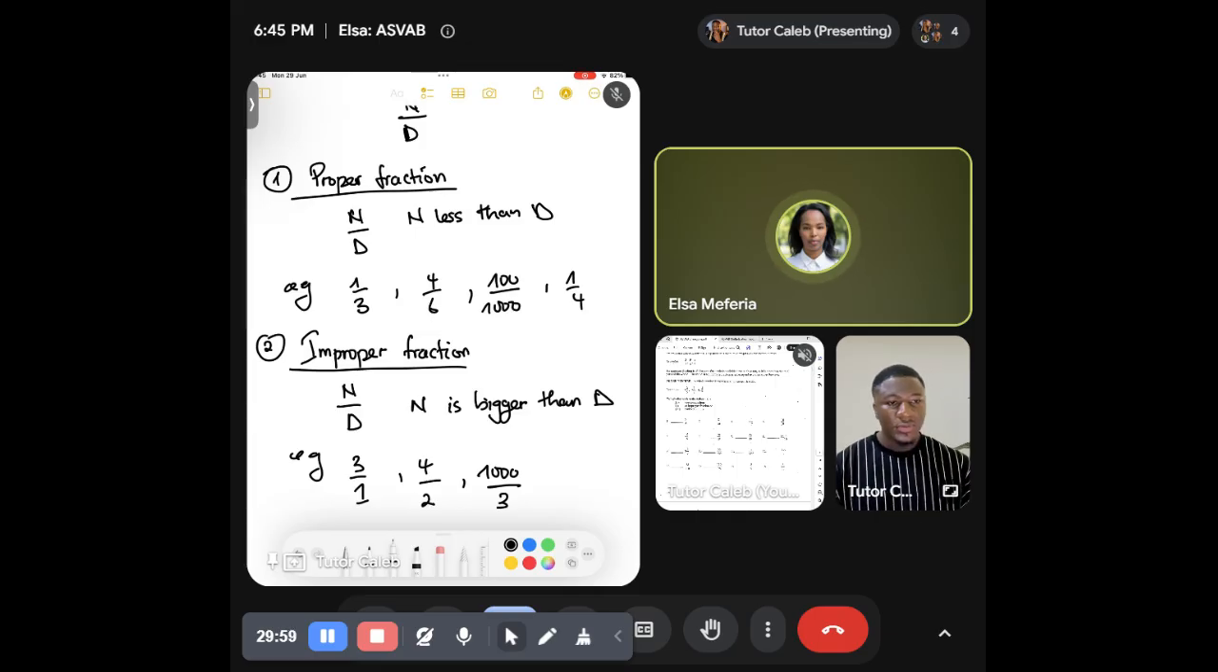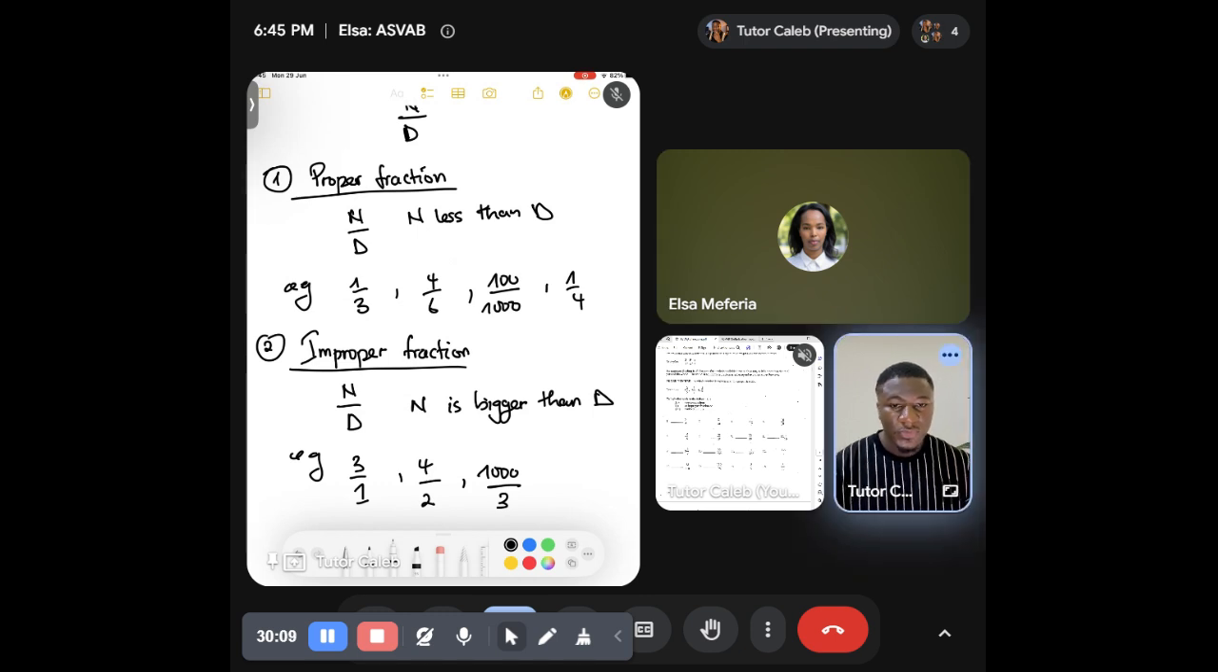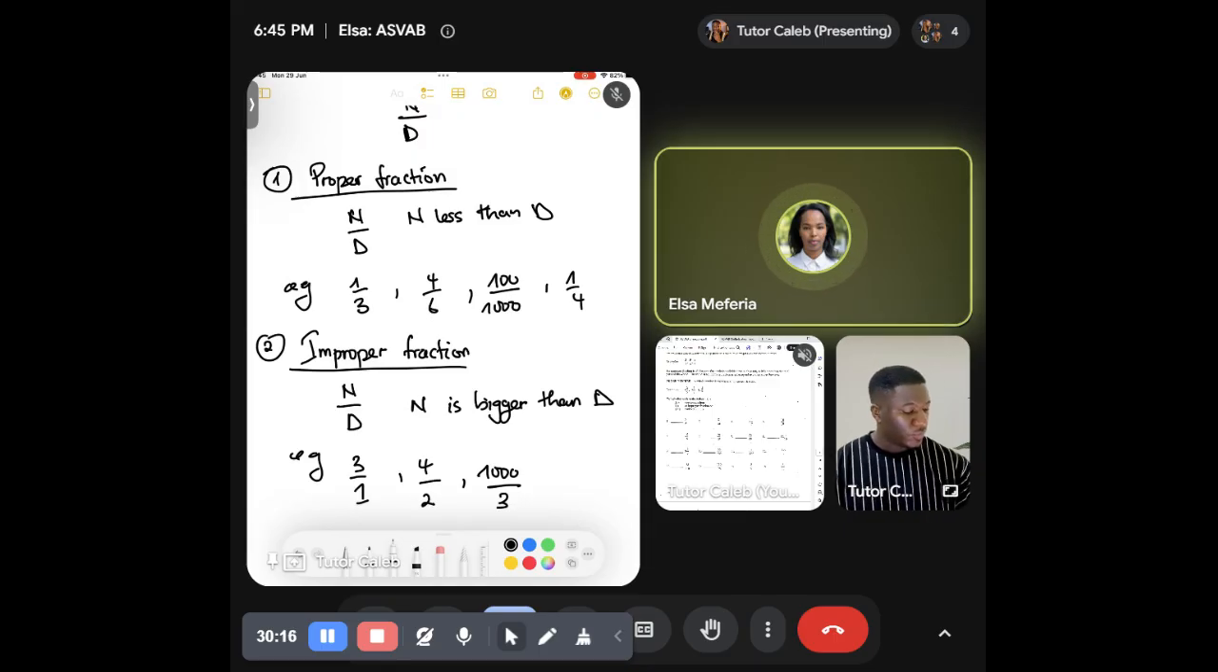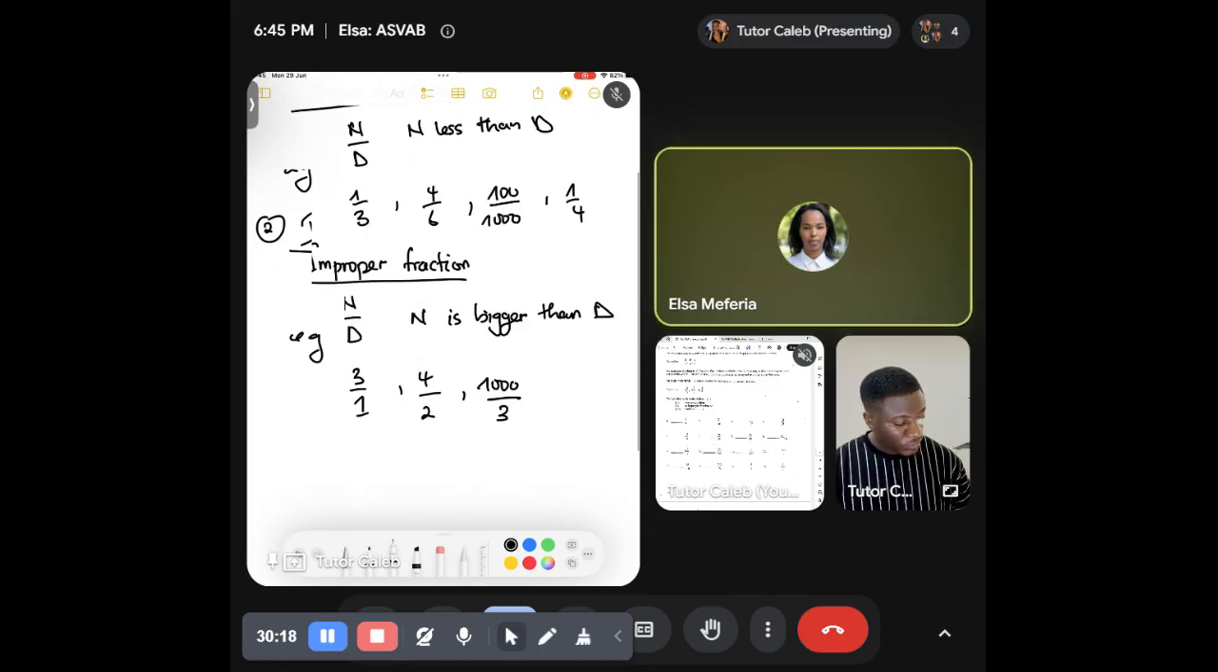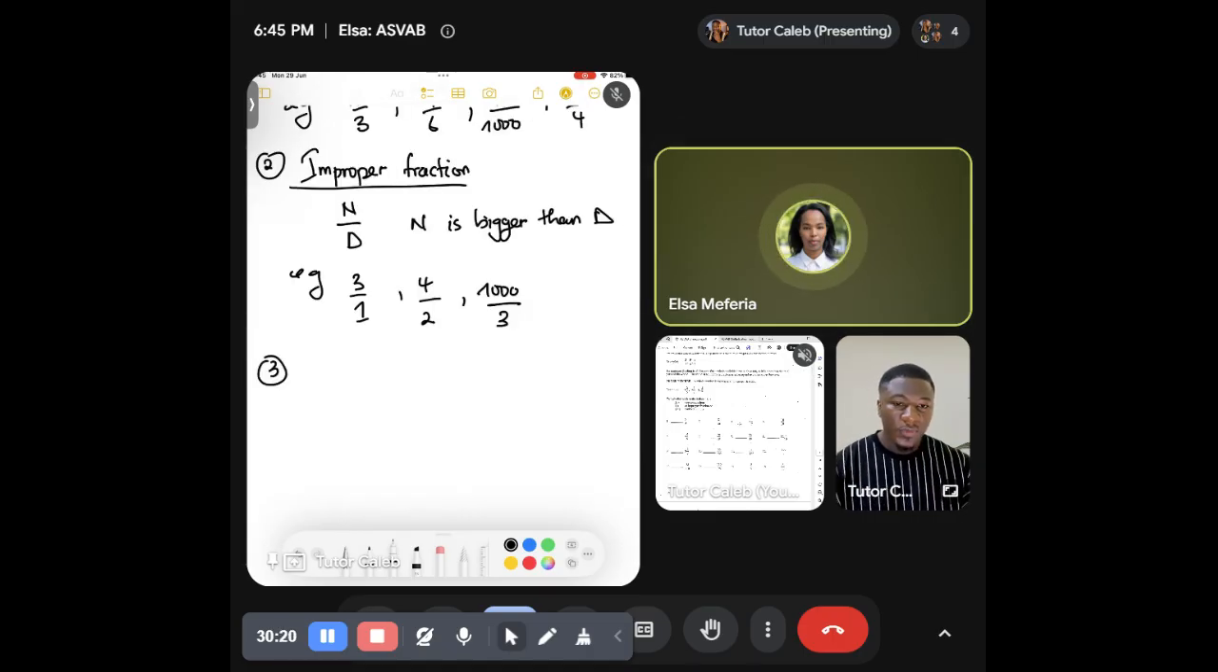You painted a picture, although it was a bit funny. You painted a picture of what it means: the top is bigger than the bottom, which is the numerator is a higher value than the bottom. Okay, so now let's go into this question.